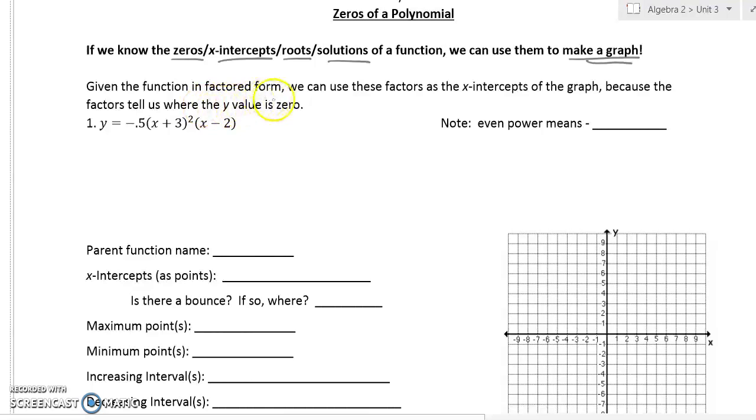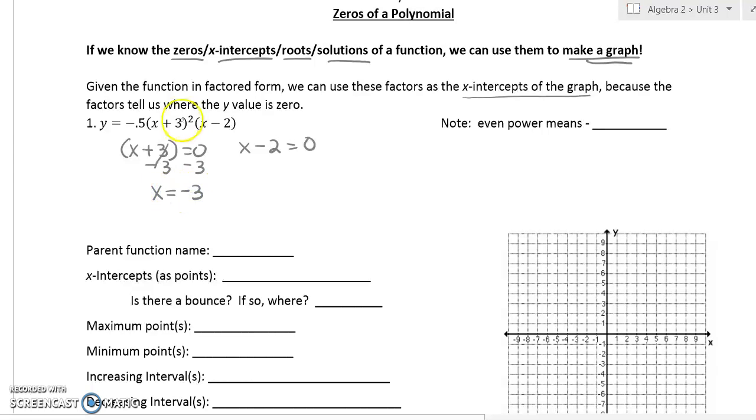Given the function is in factored form, we can use these factors as the x-intercepts of the graph because the factors tell us where the y value is 0. So for example, if you have y equals negative 0.5 times x plus 3 quantity squared and x minus 2 quantity, then we can say that x plus 3 equals 0 is one of the answers, and x minus 2 equals 0 is also another answer. Well, we subtract 3 on both sides here, and we get x equals negative 3 as one of our solutions.